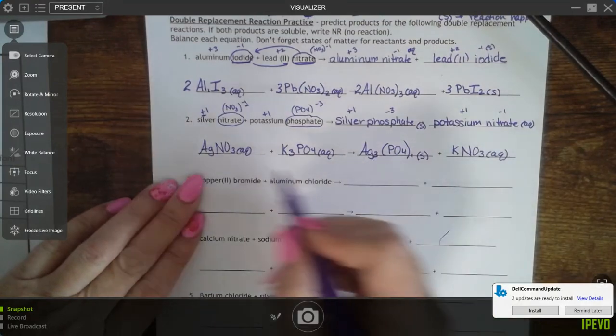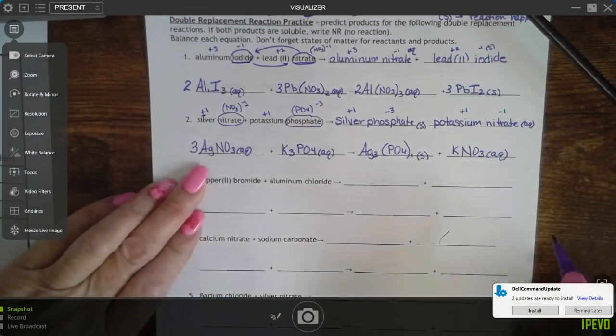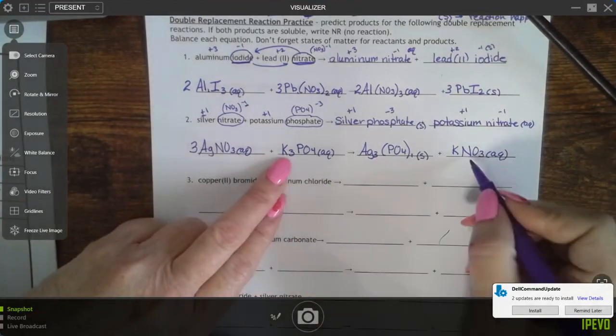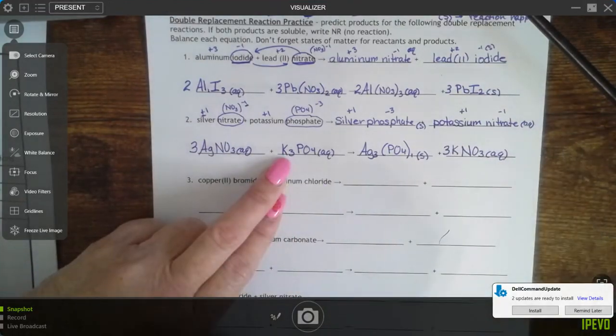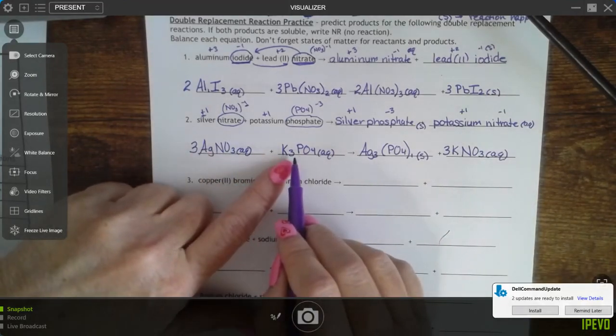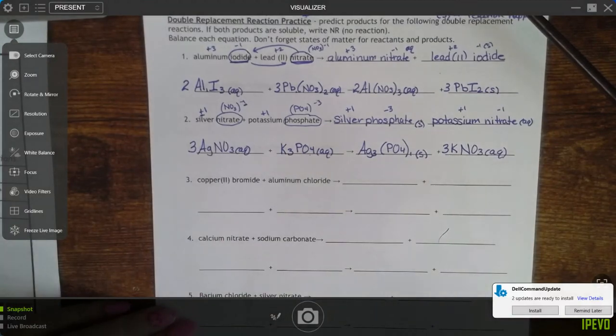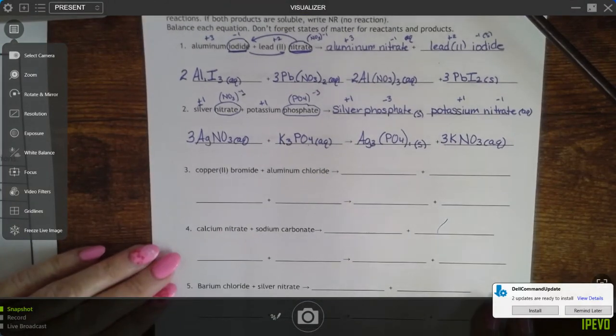All right, so let's see. I have 3 silver here and only 1 here, so this needs a 3. I have 3 potassium, so I need 3 here. Let's see, so now I've got 3 nitrates, 1 phosphate, 1 phosphate. So my equation's balanced. All right, let's look at this next one.